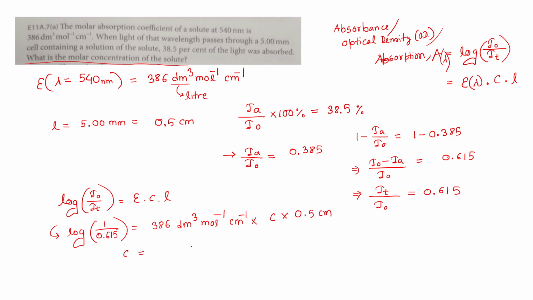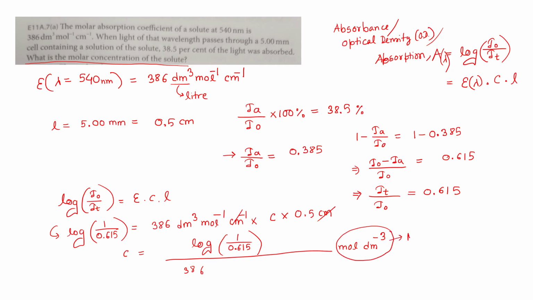So now your C is logarithm of 1 by 0.615 divided by, centimeter will cancel, 386, and when we take this outside we get mole decimeter cube minus, that is mole liter inverse. Actually we can write this also as molar, right, something like this. So let us see what value we will get.